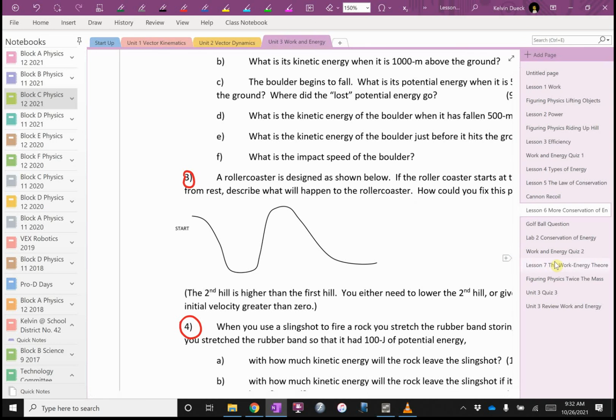We're nearly done. I only have one more lesson. We're going to talk about the work energy theorem. That's the best way to calculate work. It's better than force times distance, but it's longer. So if you can use force times distance, great, but the work energy theorem is more flexible. You can use it in situations when you can't use force times distance.